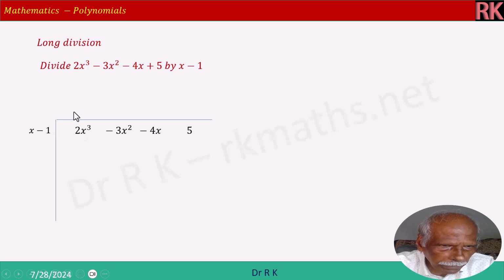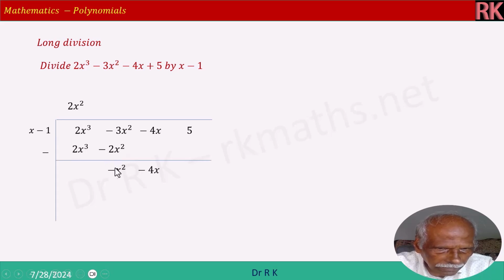Now multiply this by a number so that this gets cancelled. 2x squared into x will give you 2x cubed. Therefore I put 2x squared and then multiply this. 2x squared into x is 2x cubed. 2x squared into minus 1 is minus 2x squared. Now I subtract, then this will be 0, this will be minus x squared, and then minus 4x, I will bring it here. Then I will have to make this as 0, a minus x squared.